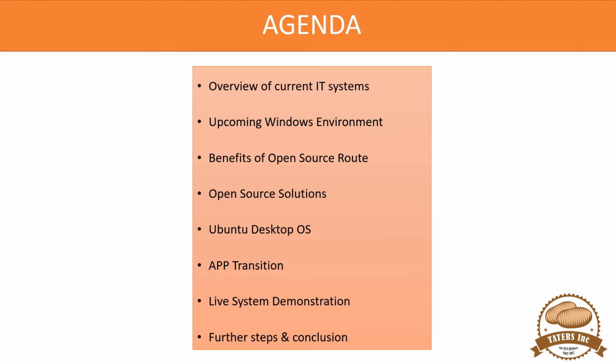So today's agenda involves going over our current IT systems. We're also going to be looking at the changes that the upcoming Windows environment brings to us. We're going to look at some benefits of the open source model, and some solutions that we've looked into and what we chose as the best option for our company. We're going to look at app transitioning, how some apps from Microsoft will change into the Linux ones if we adopt this model. And we will also have a live demonstration of a working system to showcase how our workstations could look and their potential.